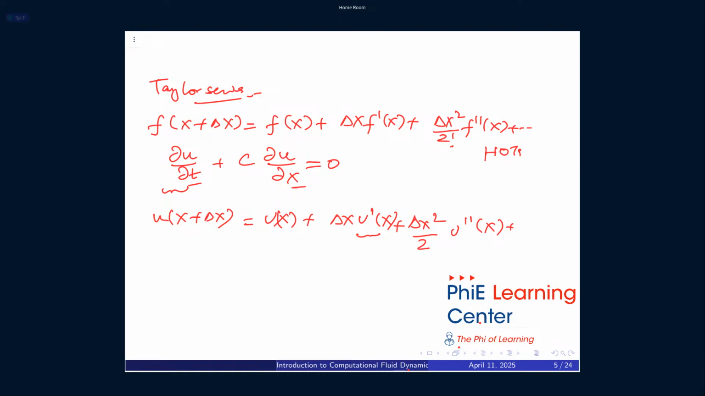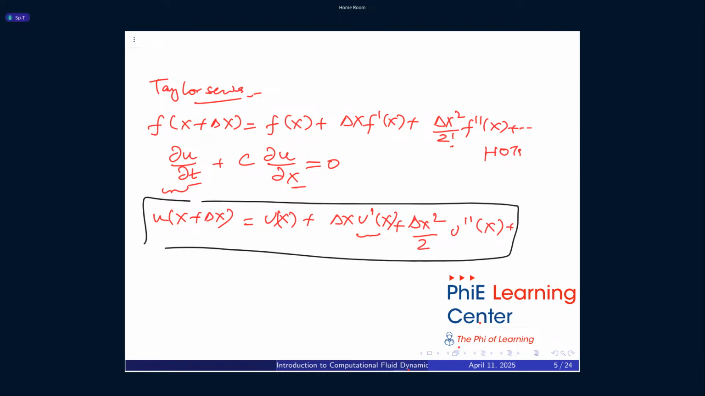Now let's try to subtract u of x from this whole equation. So you will have u of x plus del x minus u of x. Okay, and if you divide it by delta x, what will happen is you will have all these terms on the right hand side remain. So I'll have simply u dash of x plus delta x by 2 u double dash of x and so on.